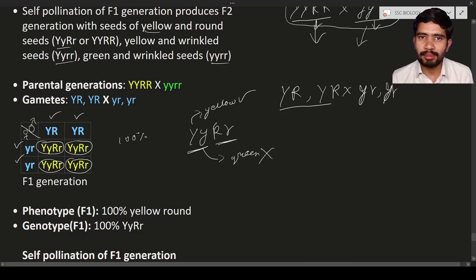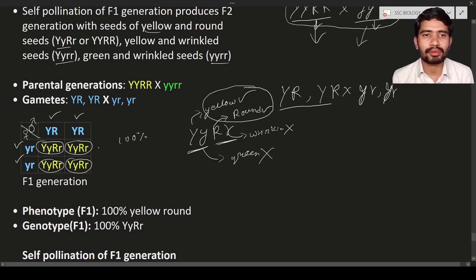In the same way, capital R, small r leads to the production of round seeds only. The small r is for wrinkle. Why will the wrinkle not express? Because the dominant one is round. Capital R is dominant for round, and small r is wrinkle, so it is not going to express. Hence we get the seed yellow round only.